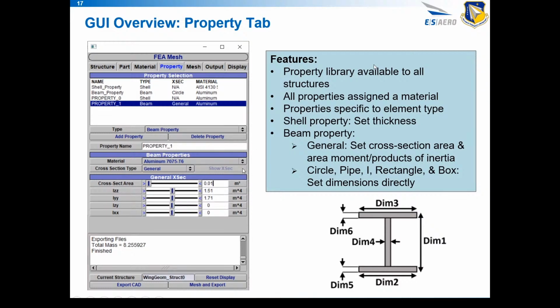There's a little show XSEC button here. If you click on that, it'll identify which dimensions we're talking about when we just list out dim1, dim2, dim3 as parameters. So that's what that'll show you.